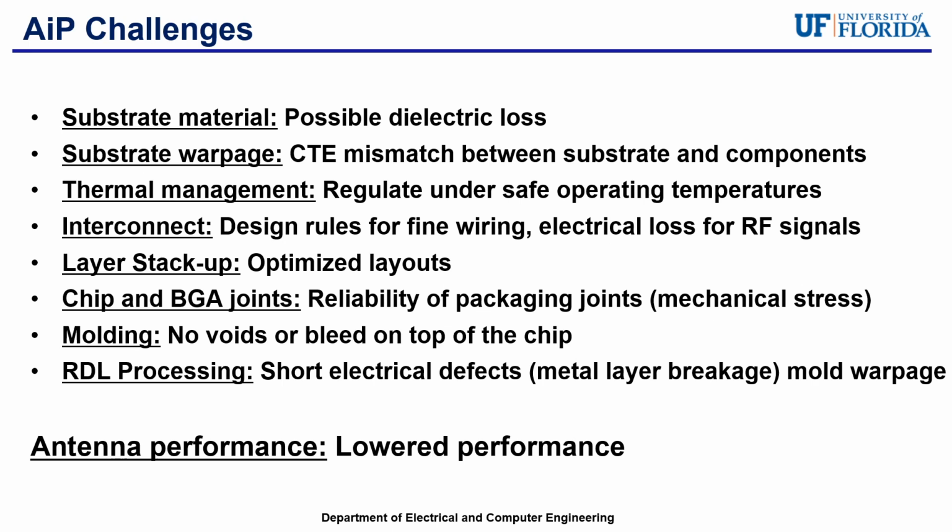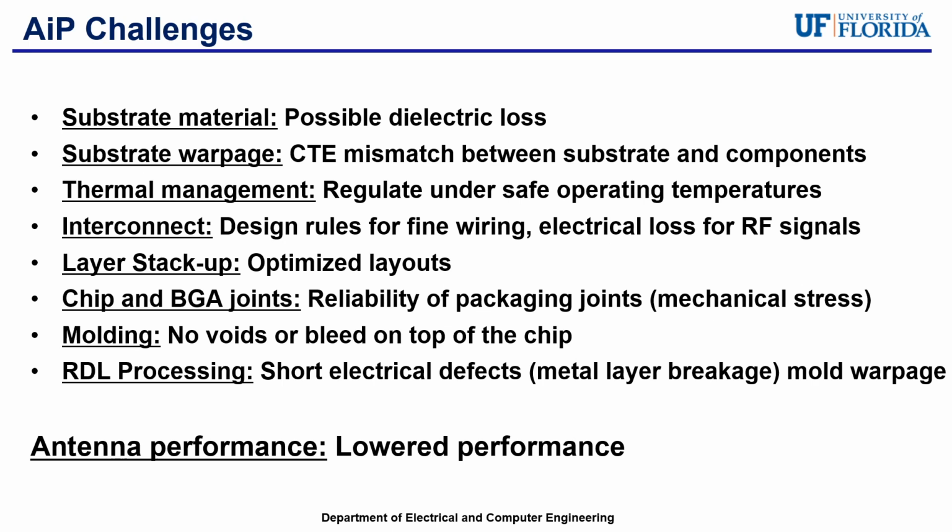The layer stack up and wiring design must be optimized, or else there can be electrical loss for the signal, and it won't run as smoothly as it possibly can. For flip chip and BGA joints, a lot of times there could be an issue with the reliability of the packaging joints, and this could be due to mechanical stress or environmental damage, which is what molding usually protects against. With molding, however, if done incorrectly, there could be voids or bleeding on top of the chip, which could provide a weak point of the chip.